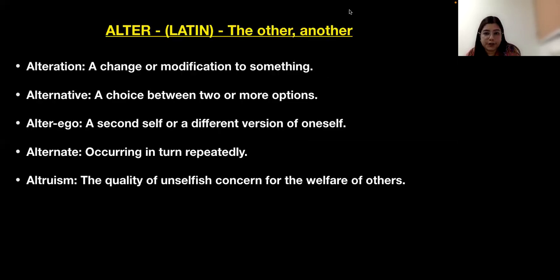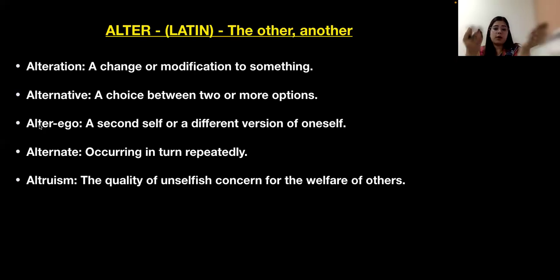Alter, again, alter is the root word for other or another. Alteration, to change something to something other than its original form. When you alter something, you modify something or you change something. Alternative, some other option. I will not take this option, I will take its alternative. So some other option. Alter ego, a second self or a different version of oneself. Again, alternate, alternative.